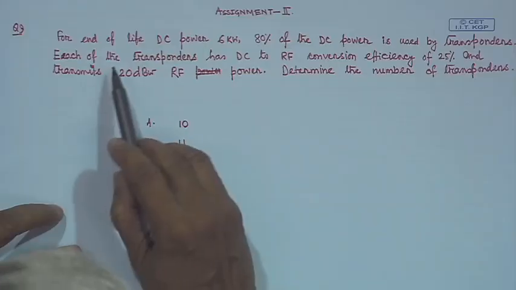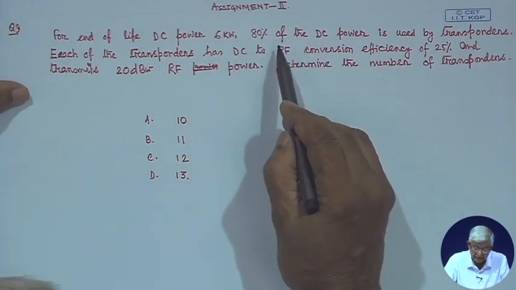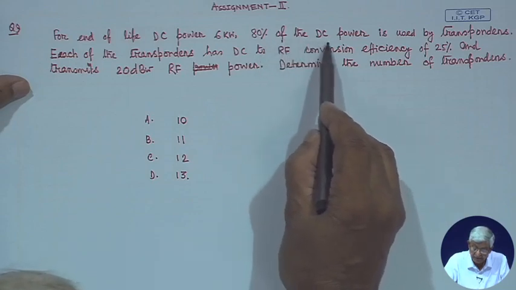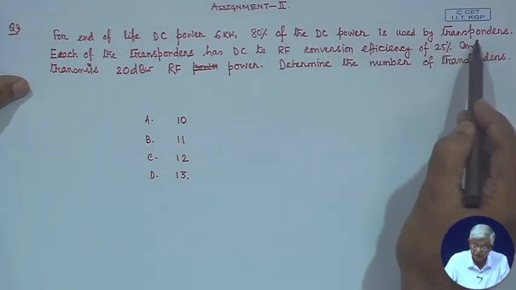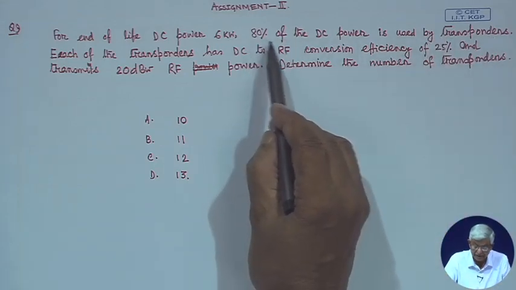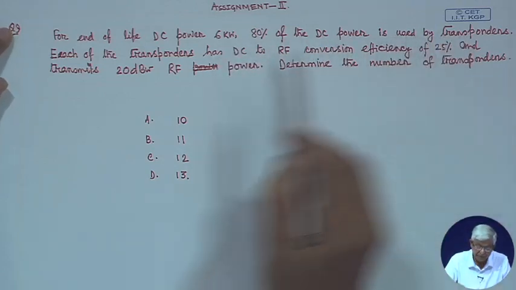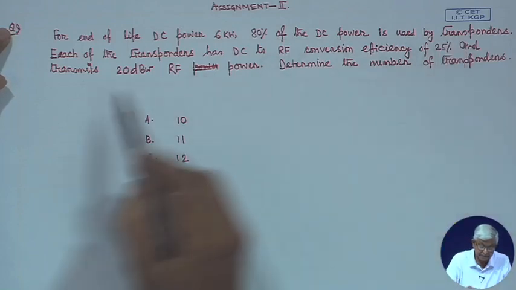Now, we go to the other problem, question number 9. It is a very easy calculation, but the concept comes out. This is for the end of life DC power of 6 kilowatt of a satellite. 80% of the DC power is used by the transponders, which have the power amplifier, and 20% is used by the others. So, the majority of this DC power is taken by the power amplifiers and related circuits.